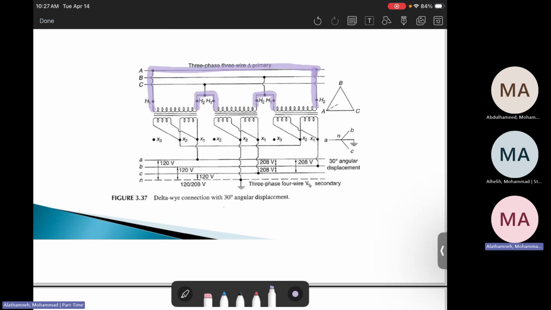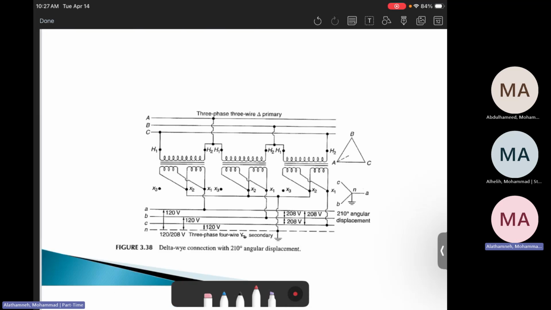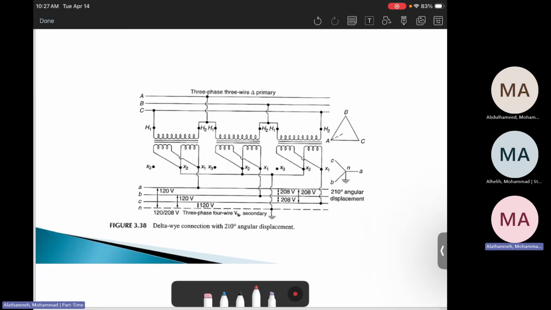Then you see it is delta, while Y, the negative part, all of it connected together. Then while this one, phase A, B, C, and that's it. This is the last one, almost the same, delta and Y. Okay, any question about this chapter?